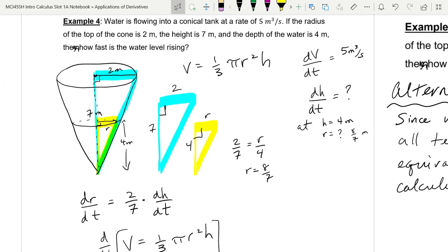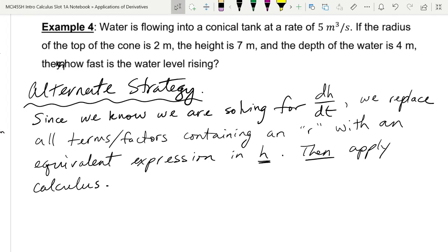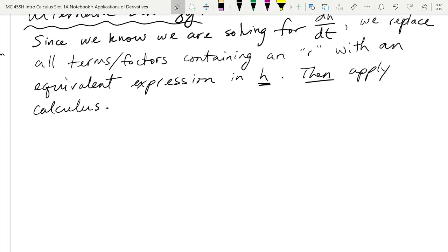The diagrams, because we know that the entire cone has a height of 7 and a radius of 2, and we know that anywhere you have the water level will create another triangle, in this case the yellow one, that's proportional to the big one. I can say that using similar triangles, the ratio of radius to height is 2 to 7. So that means that every time I see R, I could replace it with 2/7 H.